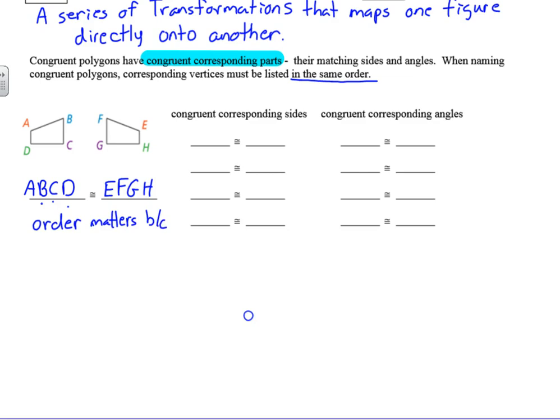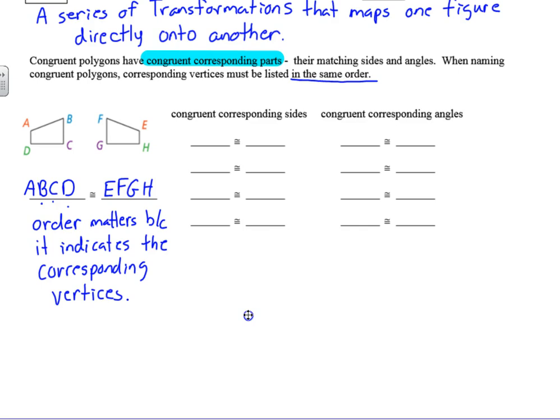It matters because it indicates the corresponding vertices. The parts are the sides and angles, but the vertices have to correspond as well. A vertex is the point where two sides meet.